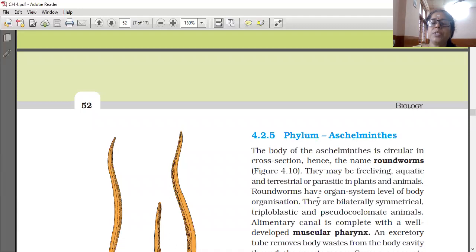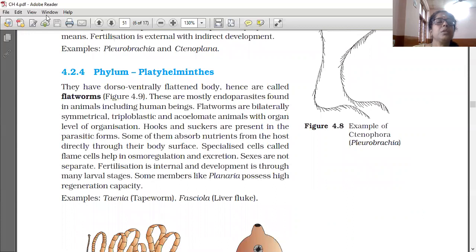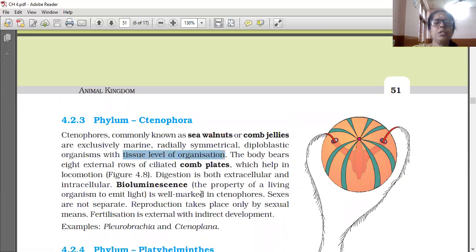Roundworms have organ system level of organization. That you have to remember. Here we learned organ system level of organization, and in the earlier phylum we learned the tissue level of organization. This is somewhat difficult to learn, but a table is given first. That you have to remember well, then it is easy. I will show that.